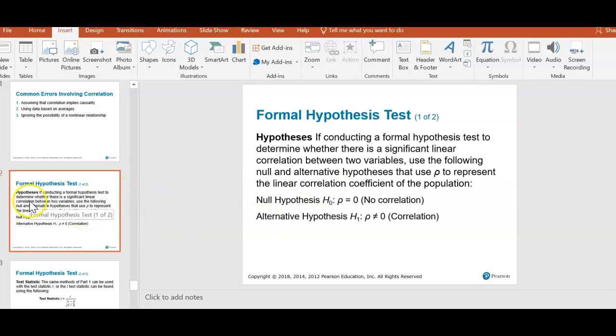The next thing down here is about formal hypothesis testing. You can do formal hypothesis testing on this stuff. I think this is actually a rho value, but we'll just call it a P. If you're conducting a formal hypothesis test to determine whether there is a significant linear correlation between two variables, use the following null and alternative hypothesis tests. Use rho to represent the linear correlation coefficient of the population. So we're looking for the null hypothesis rho equals 0 versus the alternative that it's not. So basically we're saying there is no correlation or there is.